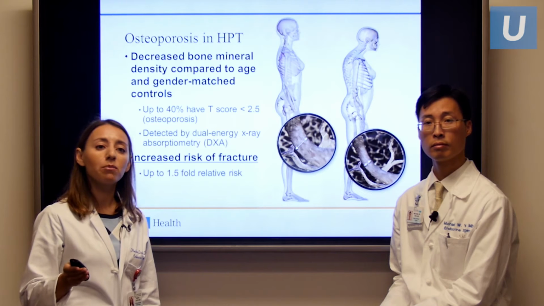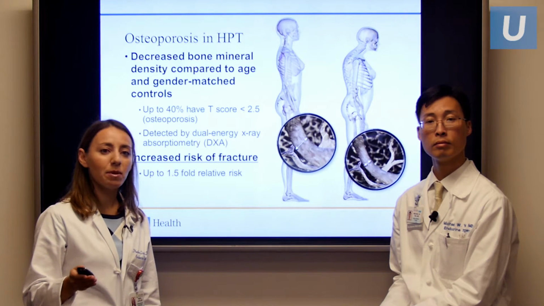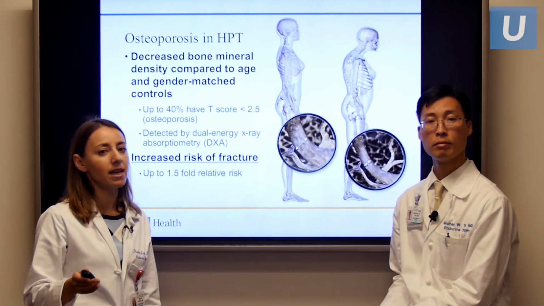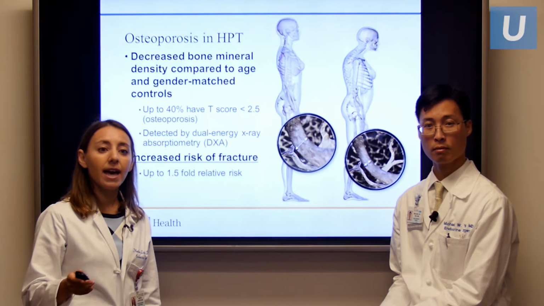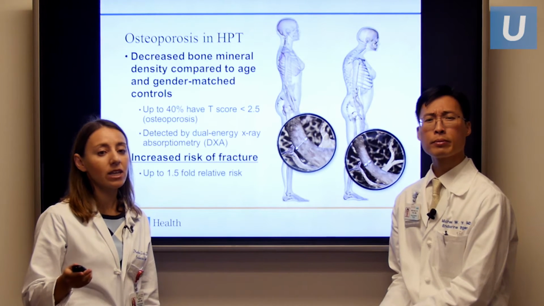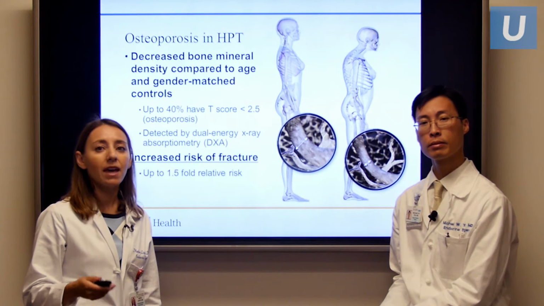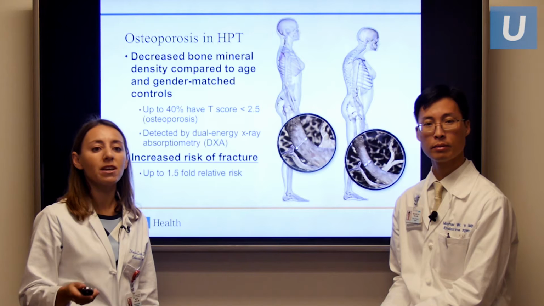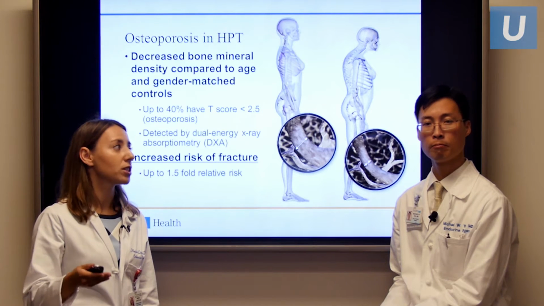The next very important point is osteoporosis. We know that patients with hyperparathyroidism have decreased bone density compared to their peers who are the same gender and the same age. And up to 40% of patients will have osteoporosis as diagnosed by a DEXA scan, which is how you measure bone mineral density. And very importantly, this can increase your risk of fracture, up to a 1.5-fold relative risk compared to patients that don't have this.